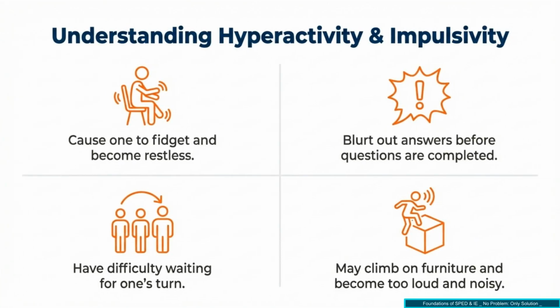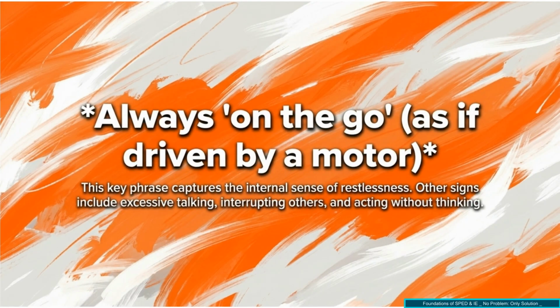Hyperactivity and impulsivity symptoms include fidgeting and restlessness, blurting out answers, difficulty waiting for one's turn, and being too loud or noisy. A key phrase describing this is always on the go, as if driven by a motor. Other signs include excessive talking, interrupting others, and acting without thinking.